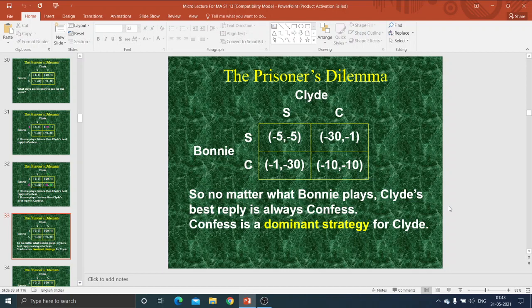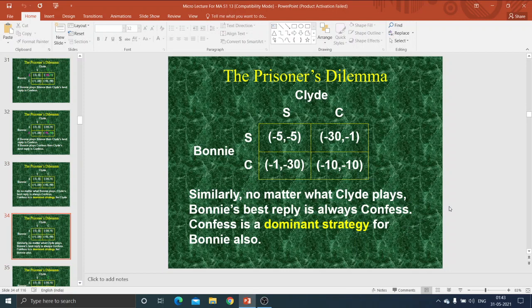The other person also thinks along similar lines, and you end up with a strategy where both confess, and both are sent to jail for 10 years rather than both being silent. So this is what is called a dominant strategy of this particular game. Similarly, no matter what Bonnie plays, Clyde's best reply is always confess. Confess is a dominant strategy for Bonnie also.